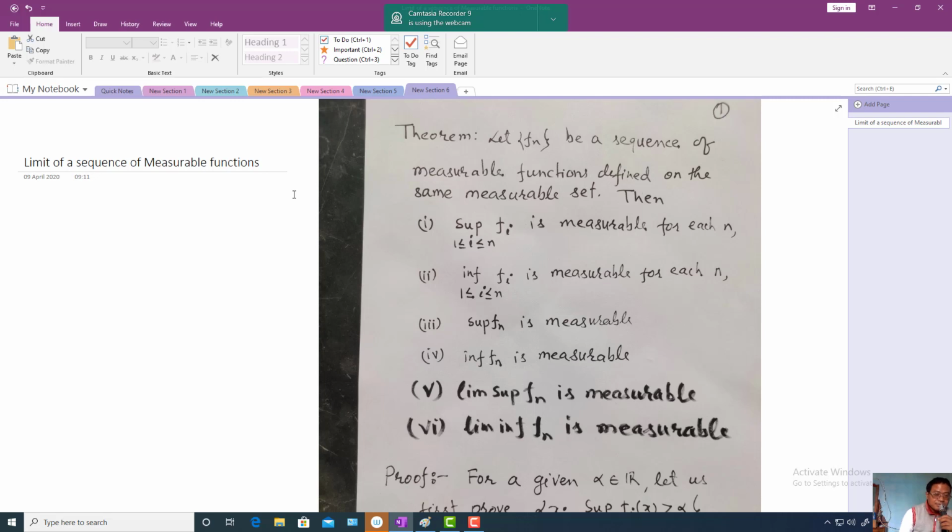Last time we discussed how to construct a measurable function from two measurable functions. The sum of two measurable functions is measurable, the difference is measurable, the product of two measurable functions is measurable, and multiplication of a measurable function by a constant is measurable. Those are the methods of constructing a new measurable function from existing measurable functions. And this one is also one of the methods of finding a new measurable function.